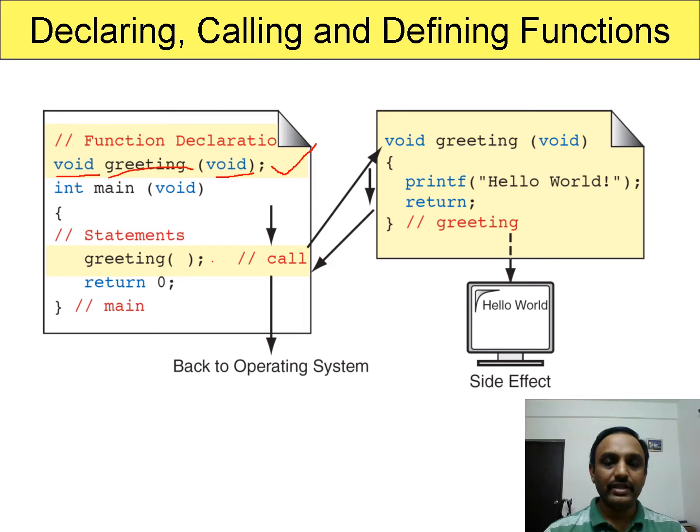Now, in the main function, we are calling this greeting function. Once you call, control goes to the function definition. This execution is performed. After completion of the function definition execution, control comes back to the function calling place. After that, the remaining code is executed in the main function and control goes to the operating system.